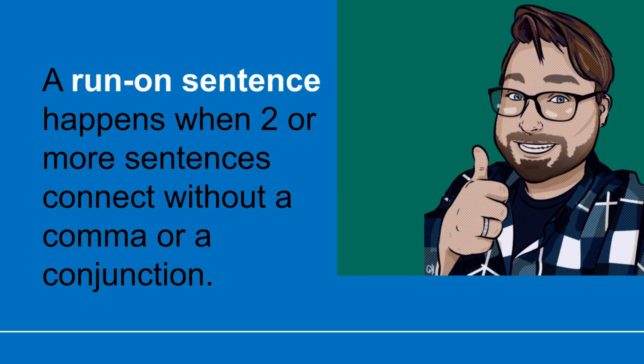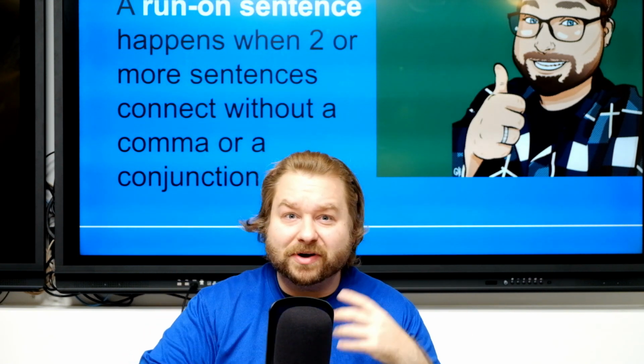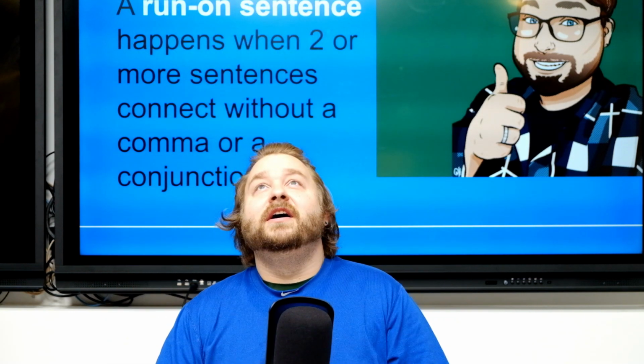Okay. What is a run-on sentence? Well, a run-on sentence happens when two or more sentences connect without a comma or conjunction. Okay, I've seen these before. It's like when your baby brother or baby sister starts talking to you about all these different things and they don't stop between breaths because they don't have to breathe. That's a run-on sentence, right? All these crazy ideas, these different subjects are just in one long continuous sentence.